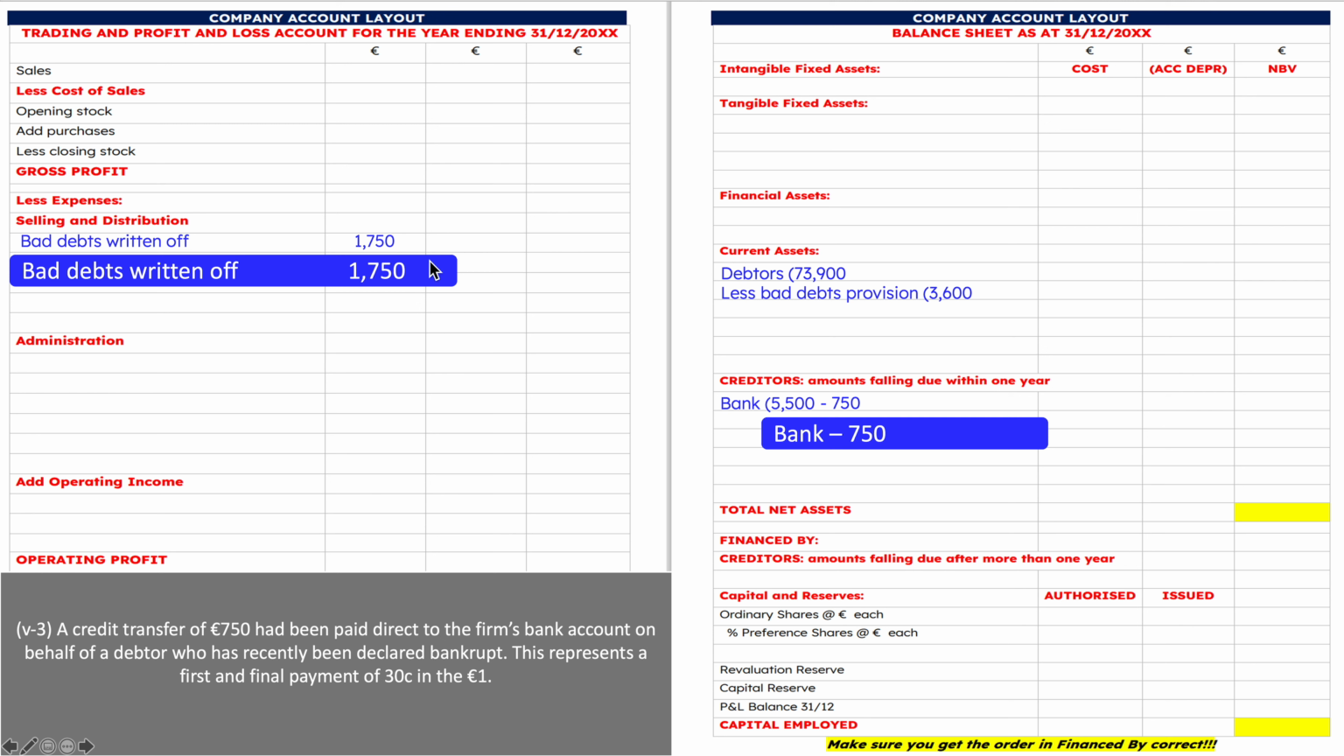1750. And then from the debtors, we have to minus €2,500 there because that is the 100%. So the 100% comes away from the debtor. 70% they're never going to receive, that's bad debts written off. And 30% they received into the bank, that's going to reduce the bank overdraft figure.